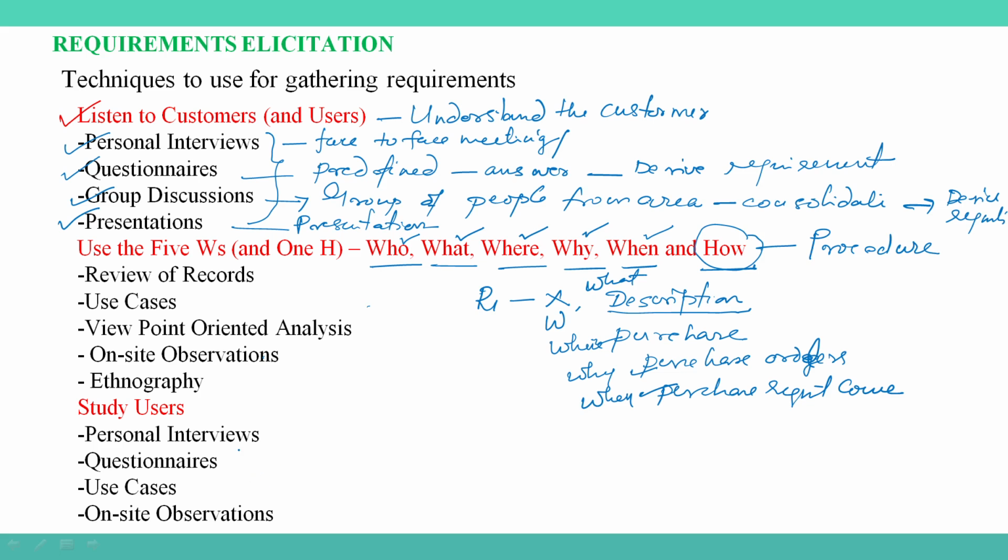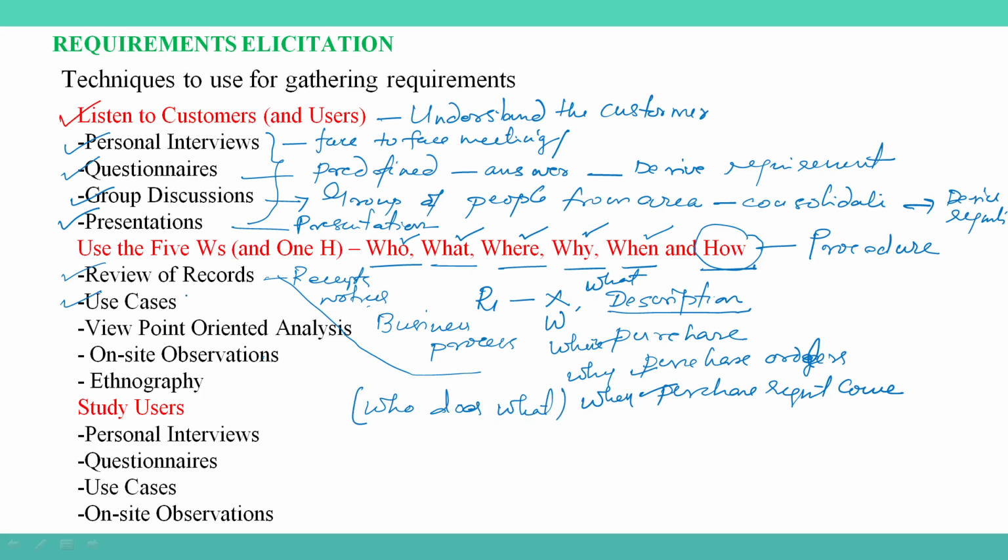These are the mechanisms we use. One is review of records. Review of records means whatever is available in your organization, like receipts, notices, the business process of your organization, or any document that is available in your organization can be used as the record. Then second is use case. Use case means who does what. Use case diagrams are a representation of who does what.